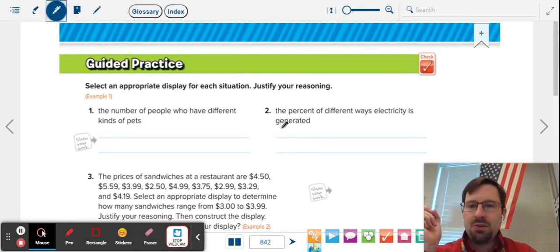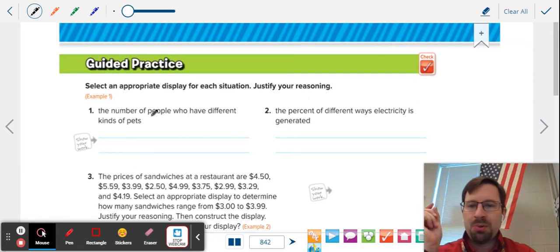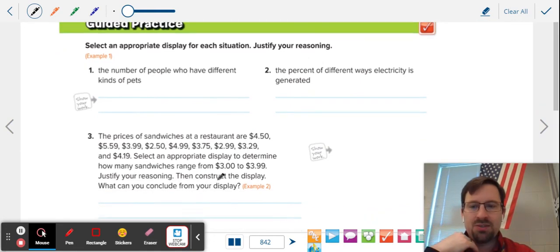All right, let's do a couple more here. The number of people who have different kinds of pets. So maybe a bar graph, because you have your different pets. The percent of different ways electricity is generated. Once again, circle graph. You're thinking percent, thinking circle graph. Price of sandwiches at a restaurant, a bunch of different prices.